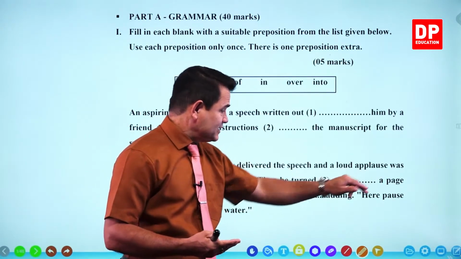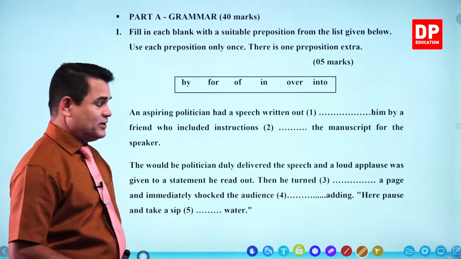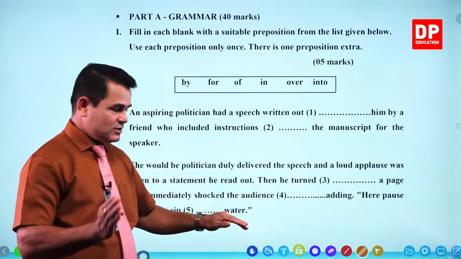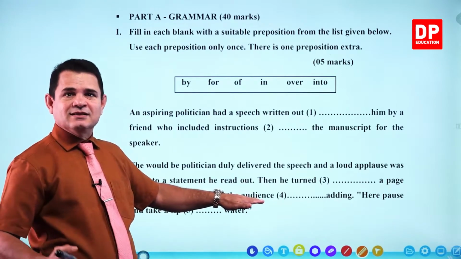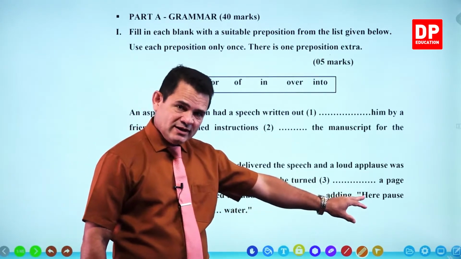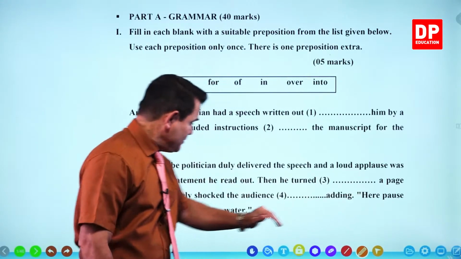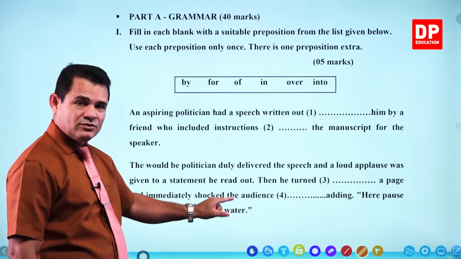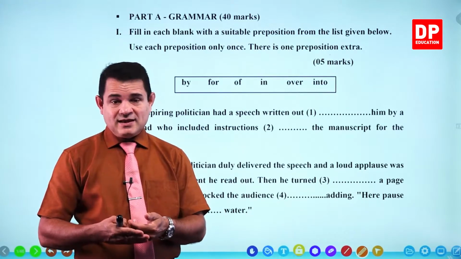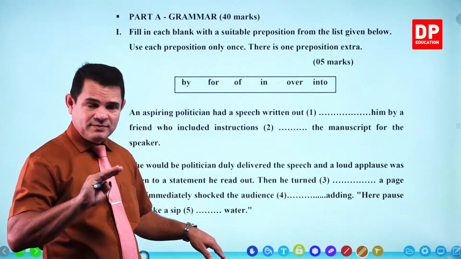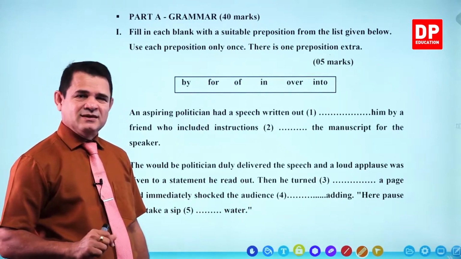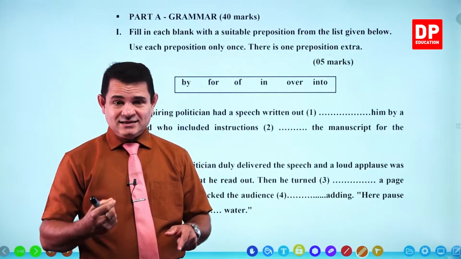Then he turned blank a page and immediately shocked the audience blank adding. Turn means to flip. Turned a page, and immediately shocked the audience. The audience was shocked by adding... let's see what is here. Then look at the words here within inverted commas: Here, pause and take a sip blank water. Close inverted commas. These are some instructions within inverted commas. What did he have to do in the speech? Here, pause. Pause means stop. Stop for a moment, and take a sip of water. That instruction was also placed there.